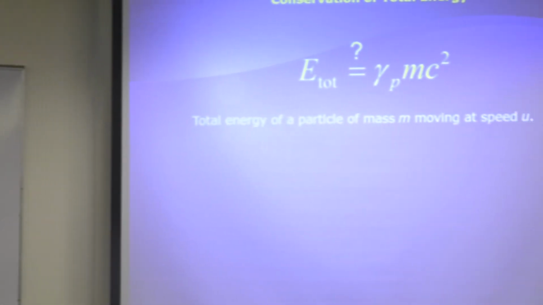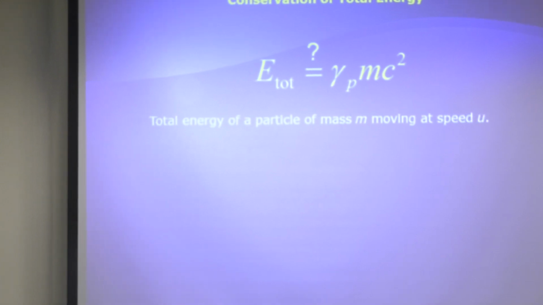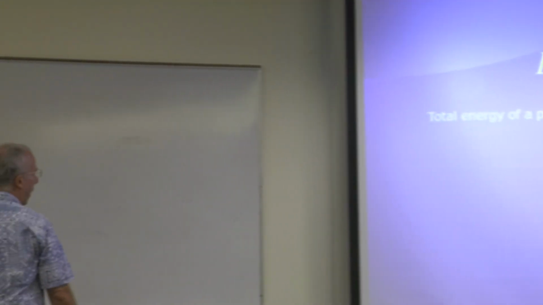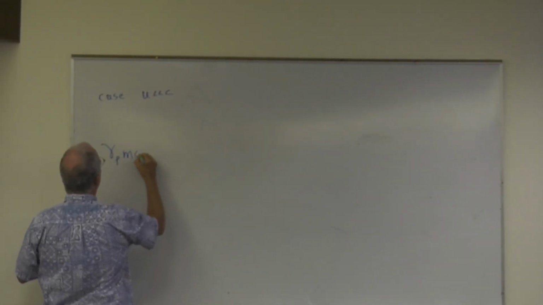Because when we show you why, we're going to talk about E equals mc squared, which is totally cool. All right, so we're going to consider a case where u is much, much less than c. So we're going to say that something's going kind of slowly relative to the speed of light. All right, let's look at gamma mc squared.